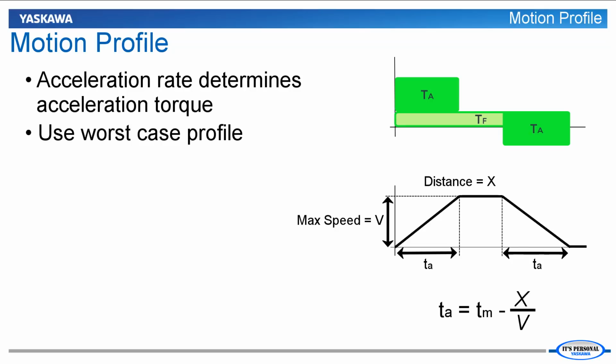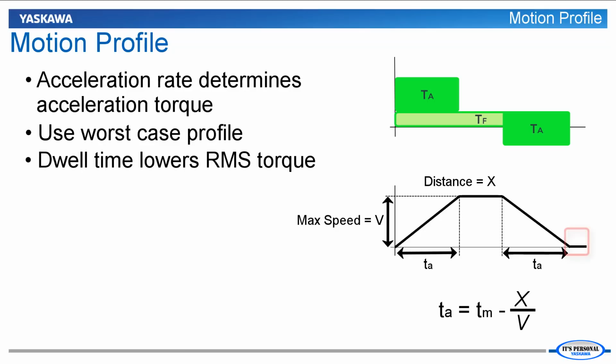This means to size to the move profile with the highest speed and acceleration that you ever expect the machine to experience. Additionally, if the motor is at rest during part of the machine cycle, this dwell time must be included in the motion profile in order for the RMS torque to be calculated correctly. Longer dwell times mean a lower RMS torque and can have a significant impact on motor sizing. The torque is calculated for each part of the profile, as well as the maximum and RMS torque.